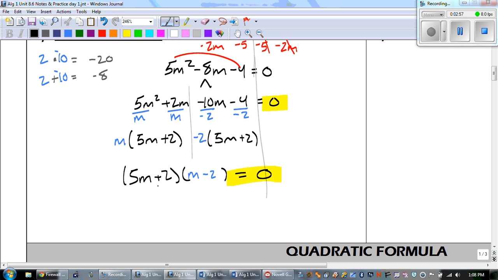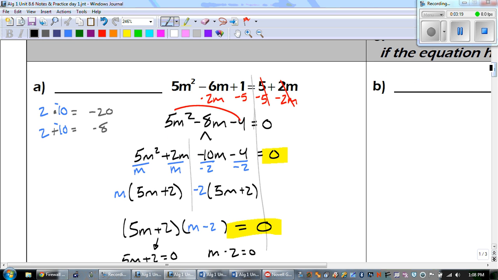So everything with a variable we set equal to 0 and solve. On the left side I would subtract 2 and divide by 5, and on the right side we just add 2 to both sides. So we get our answers of -2/5 and 2.